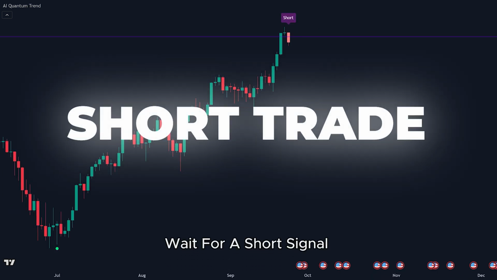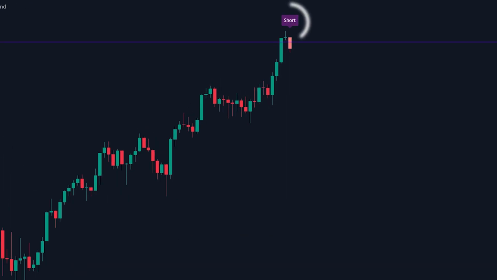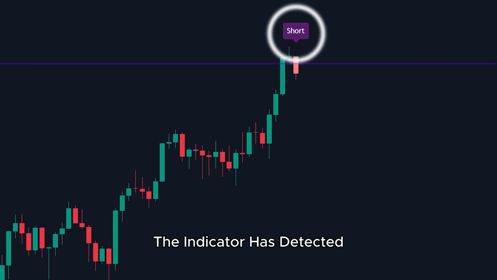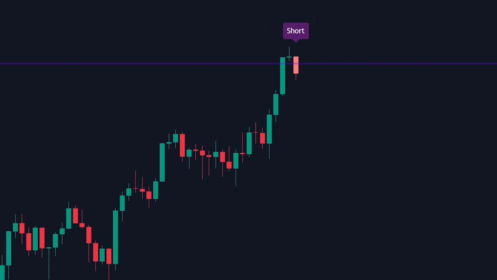For a sell trade, wait for a short signal to appear on your chart. This indicates that the indicator has detected a potential price reversal after passing through multiple filters.